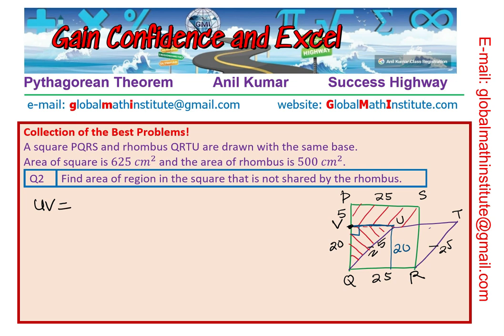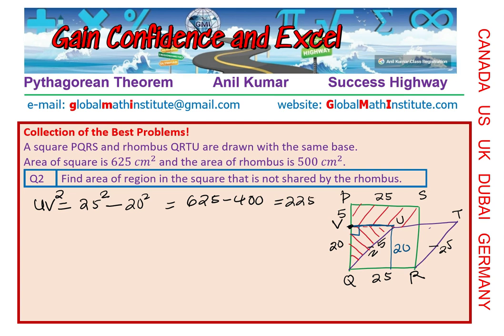We can use the Pythagorean theorem. UV square is the smaller side, 25 square minus 20 square, correct? So we can now find this as 625 minus 400, which is equal to 225. And therefore, UV is the square root of 225, which is 15. So we now find that the smaller leg of that triangle is 15. So the triangle is 15 by 20, you get the idea.